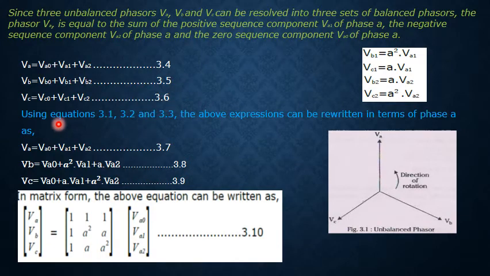Now, let us use the equations which we derived in the previous slide, those are 1, 2 and 3. So VA will be equal to VA0 plus VA1 plus VA2, that was the equation we obtained previously, right? Now VB will be equal to what? VB0 plus VB1 plus VB2.